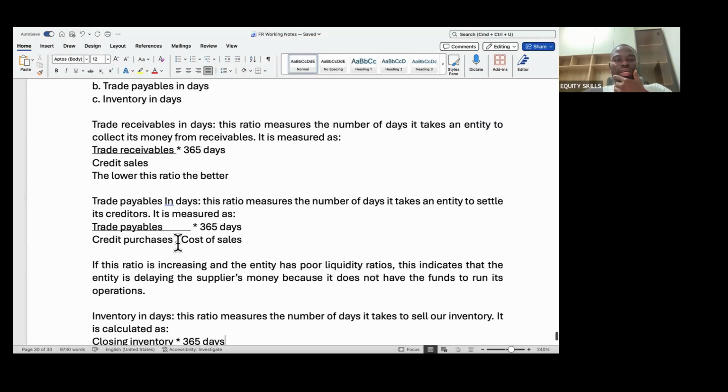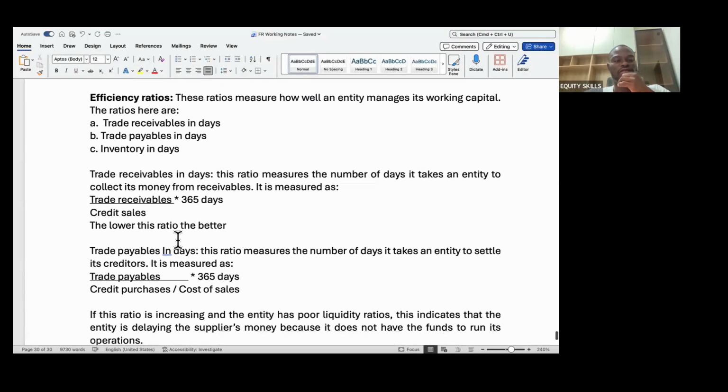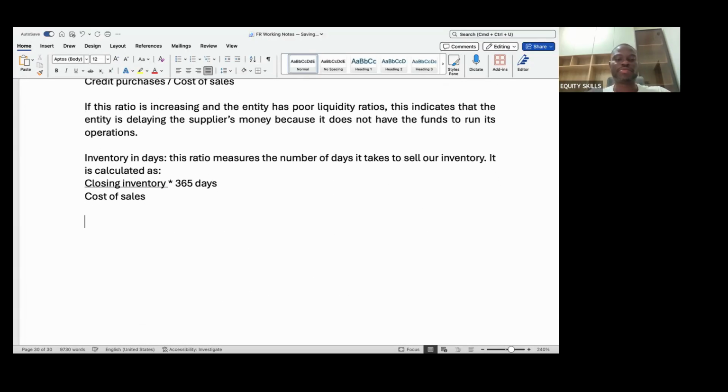And these are the efficiency ratios. So you see, there's something we can make from these three ratios. What we can make from these three ratios is called an operating cycle. And this cycle is also called a cash cycle or a working capital cycle or a trading cycle.